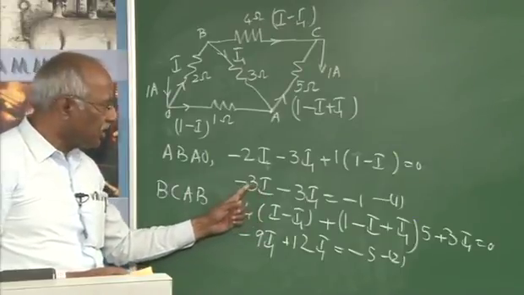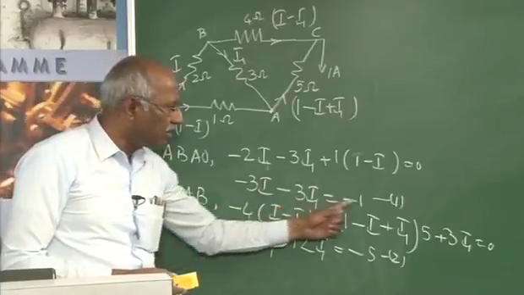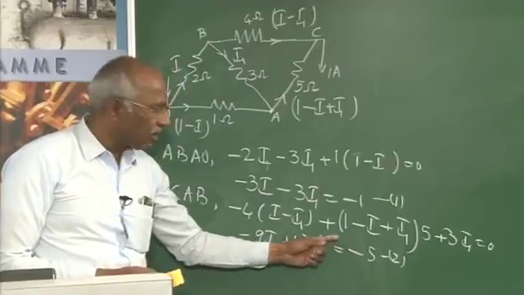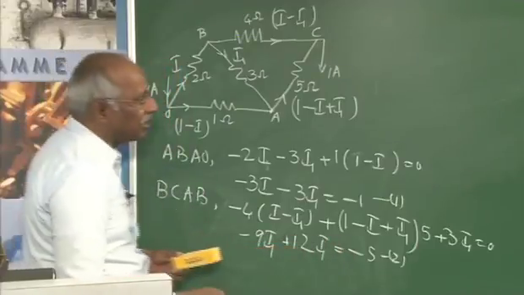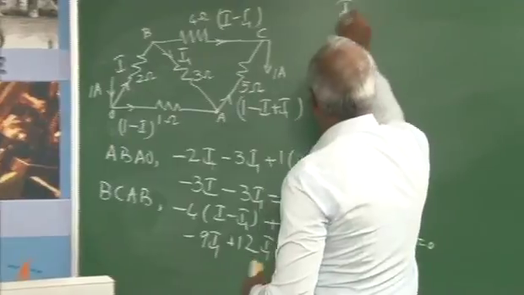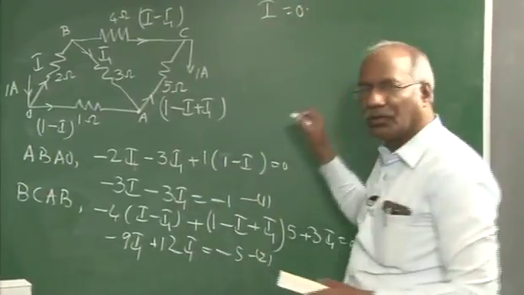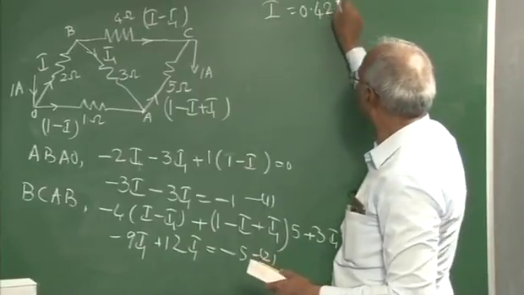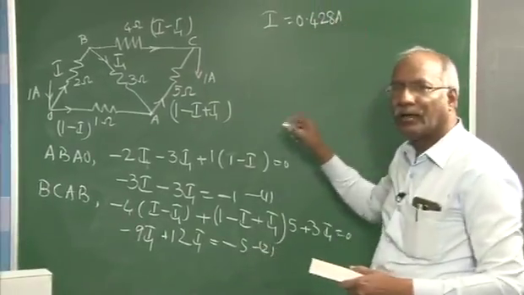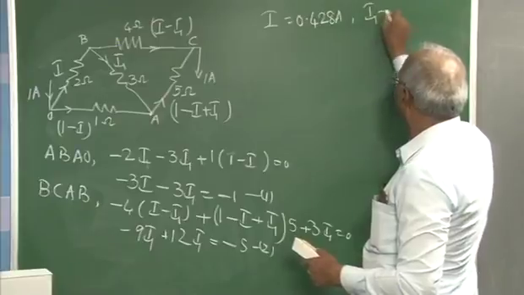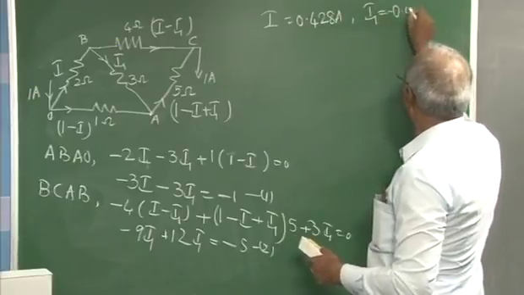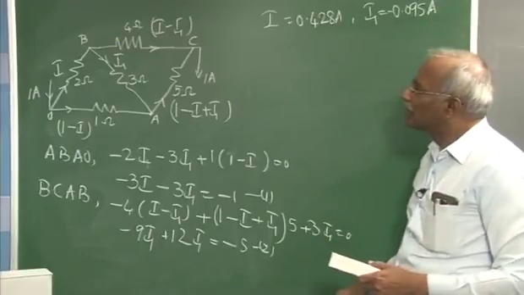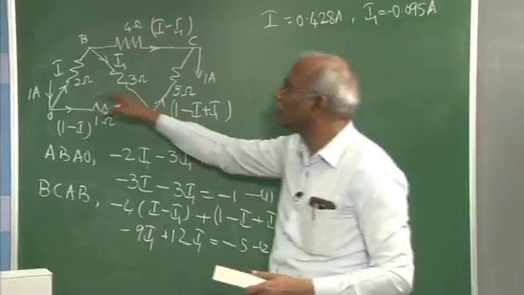Once we get this, we can use a calculator where the coefficients are A1, B1 and C1, and A2, B2 and C2. If you go for the calculator, the value of I comes to 0.428 amperes and I1 will be equal to minus 0.095 ampere. Once I get this, it is required to find out the branch currents.